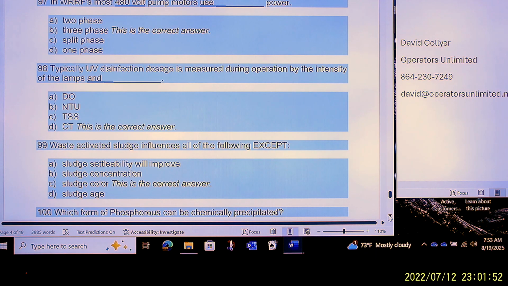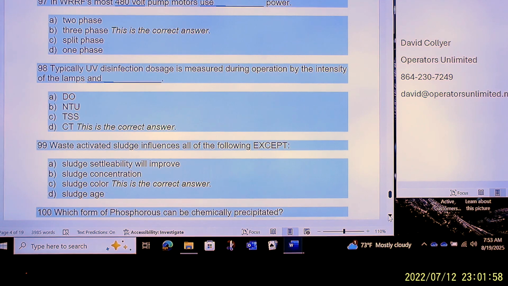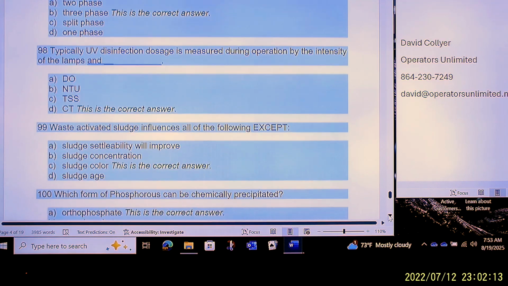97. In WRRFs, most 480 pump motors use blank power. A. 2-phase. B. 3-phase. C. Split phase. Or D. 1-phase. The answer to 97 is B. 3-phase.